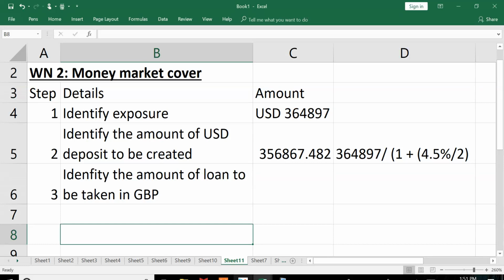We have to create a USD deposit of 356,867.48. That will mature to 364,897. I have not created the deposit, I need to create so much of a deposit. Any doubts in that number? 1 plus 4.5% by 2. In the US, the deposit will be created at the rate of 4.5%.